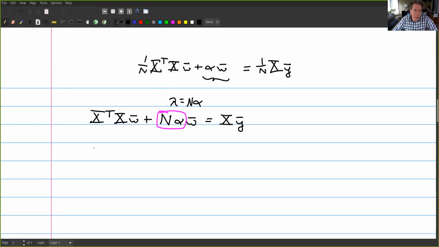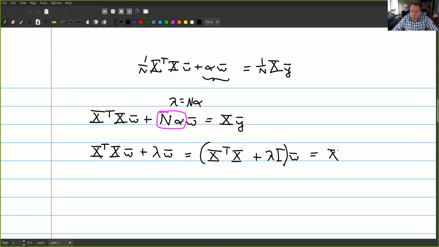Okay. So this is X transpose X W plus lambda W. And now let's factor out those W's. And this becomes X transpose X plus lambda. And you can't just have a number there, because this is a d plus 1 by d plus 1 matrix, and there's no notion of adding a scalar to that. But if we factor out W, we can replace it by I, and then this really is the same. And this is equal to XY.